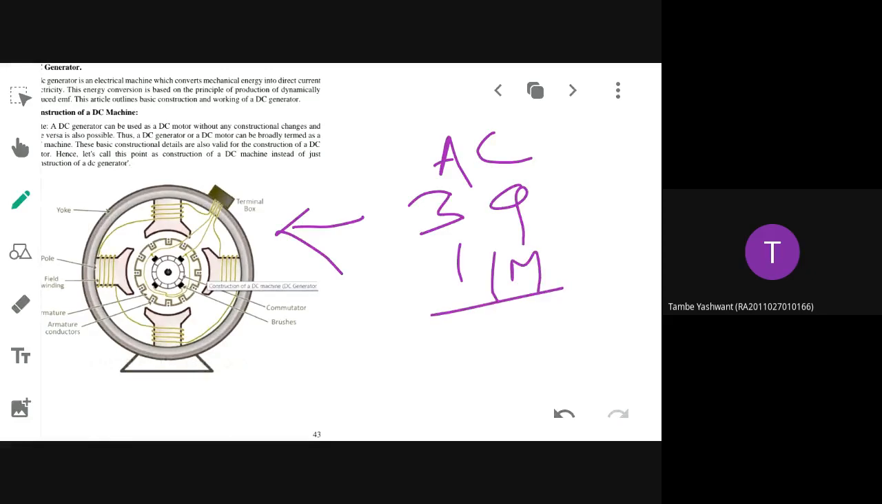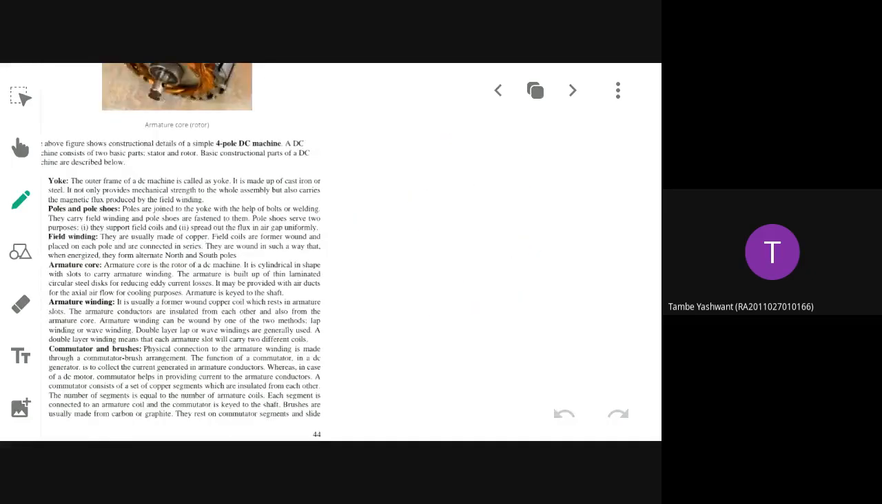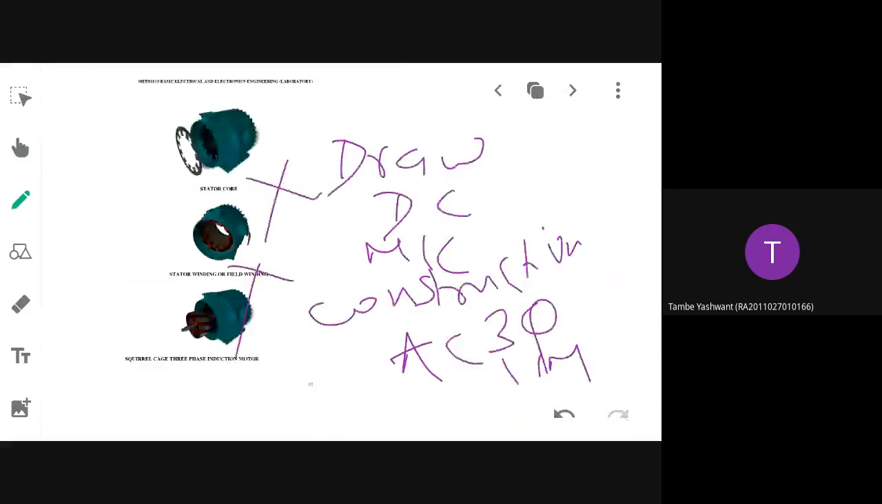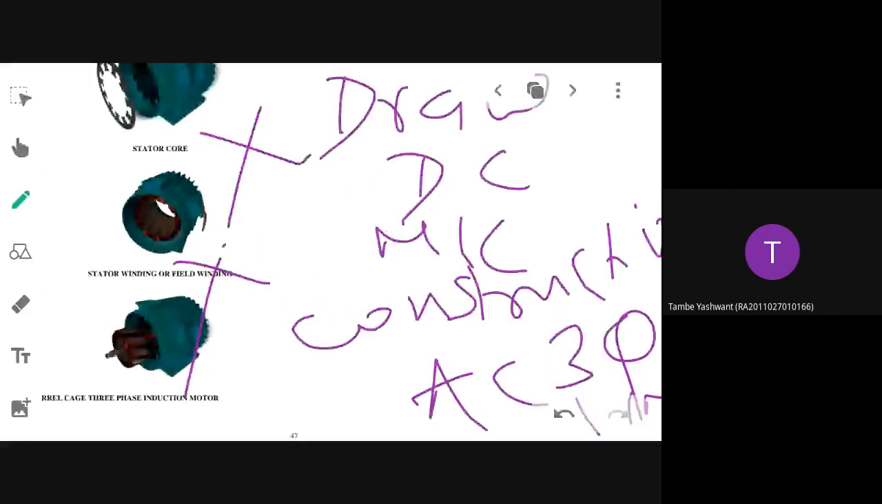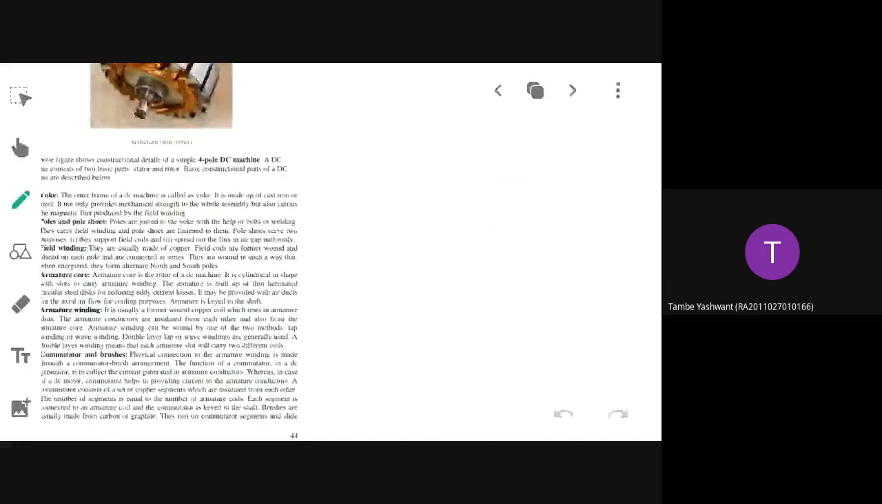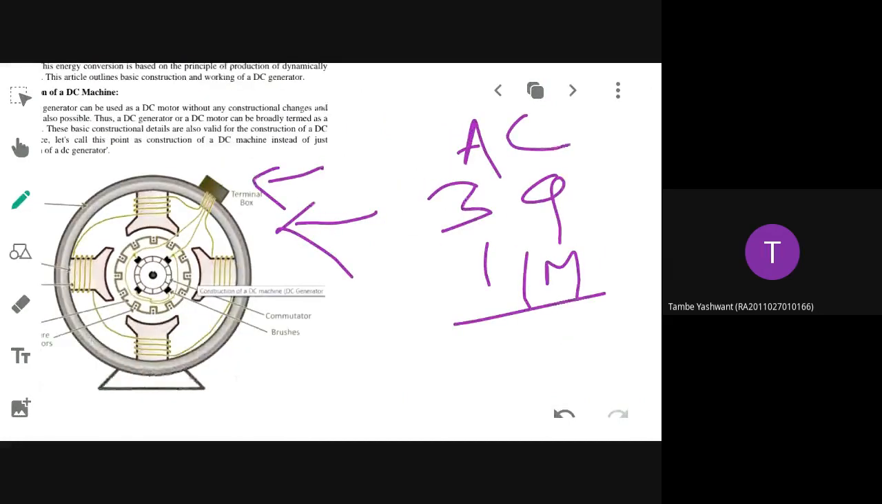You are not to draw this diagram. Don't draw this diagram. You refer to Google. Like you are having this cross-sectional view, AC also will have one more diagram. That diagram you have to draw. Draw on paper and paste it in the manual, ma'am. Yes, you have to draw on paper and paste it.